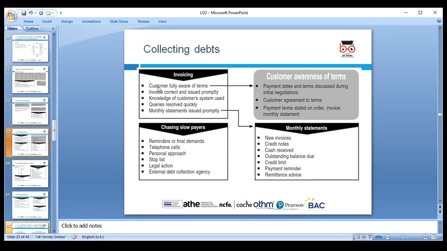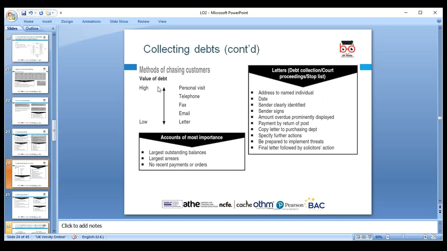Okay, collecting debt. We can look at the invoice, being fully aware of the terms, that the invoice is correct and issued, knowledge of the customer's system use, and queries resolved. We need to always chase the slow payers, with phone calls, letters and so on. Customers need to be made aware of the terms, and we need to send monthly statements. That's what we need to be really focused on, because it impacts our credit scoring.